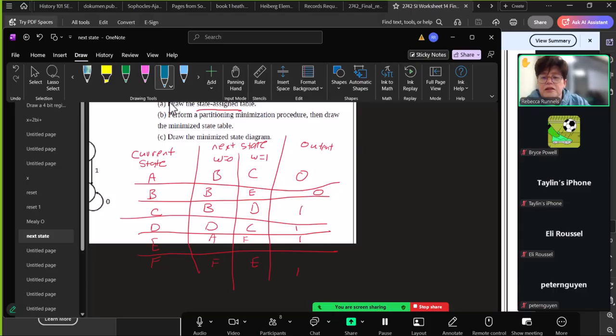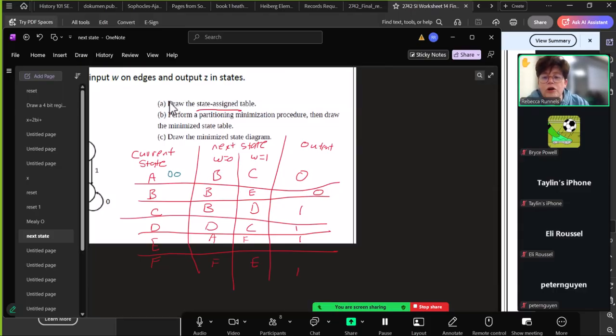3. So I'll just go in order. There's no rule on this. You don't have to go in order. But I'm going to.